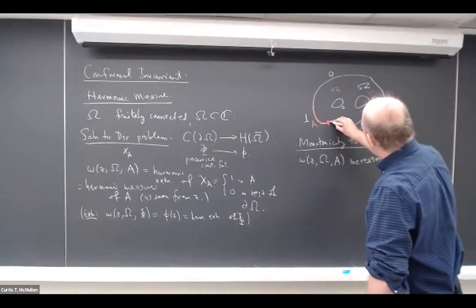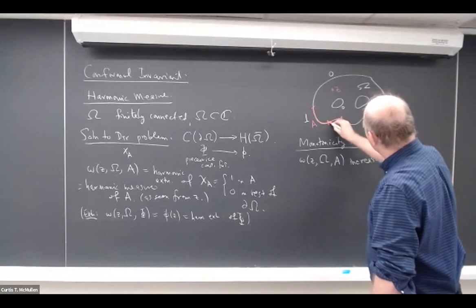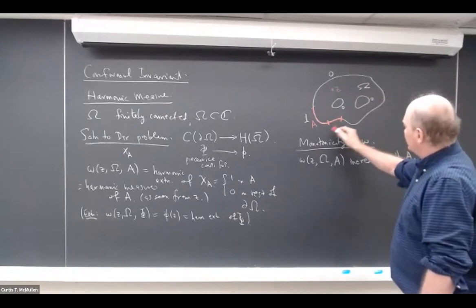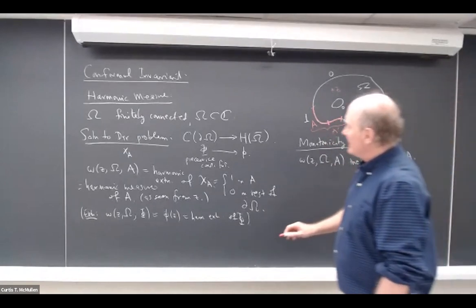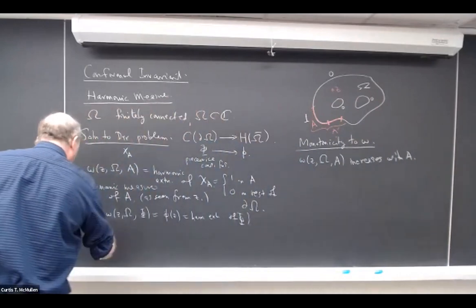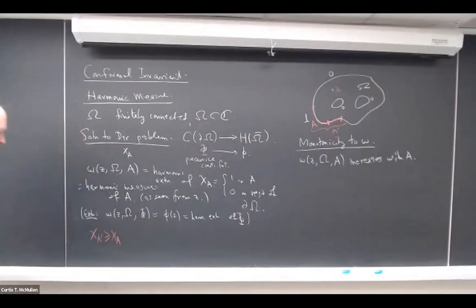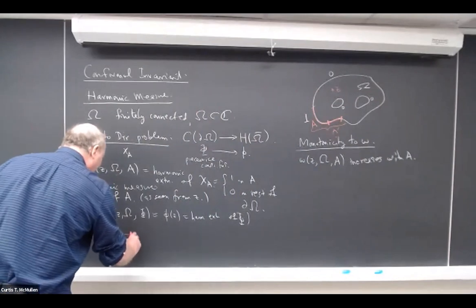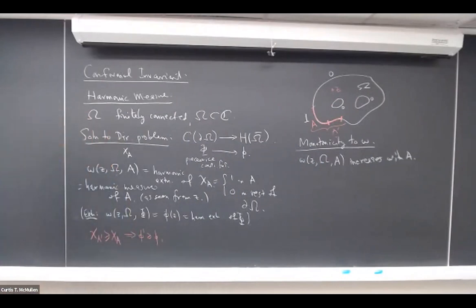And that's obvious because if you make A bigger, say you enlarge this to a bigger set A prime, then the indicator function of A prime is greater than or equal to the indicator function of A. And that implies the corresponding harmonic extensions satisfy this inequality. And after all, omega of Z, omega, A is just the value of the harmonic extension at a particular point.